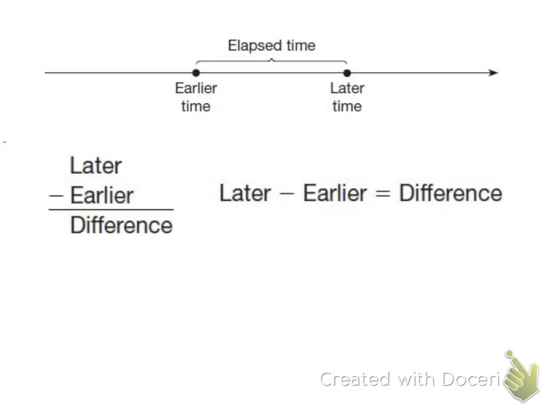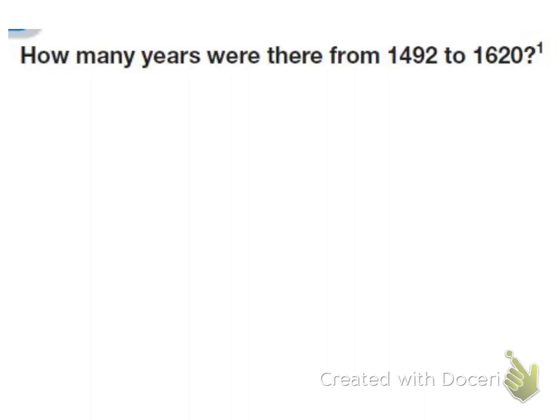All right, we can also do this with elapsed time. With elapsed time, we do the later time minus the earlier time. So how many years are there from 1492 to 1620? So I'm going to take the later time and subtract the earlier time.